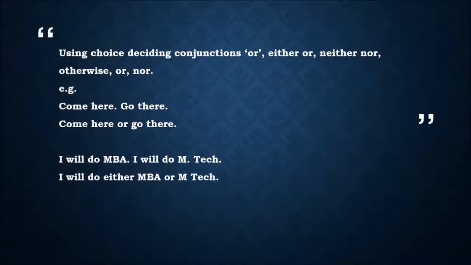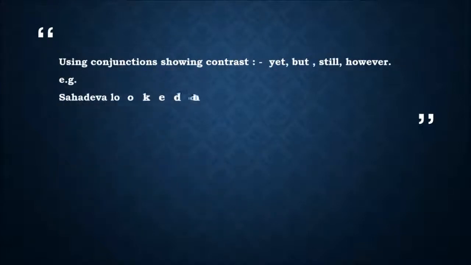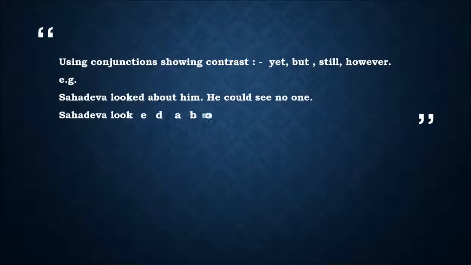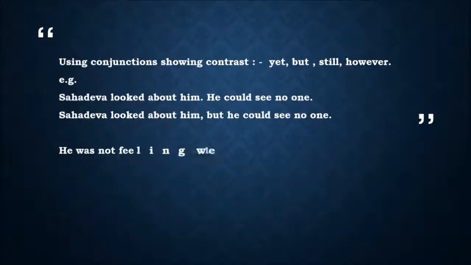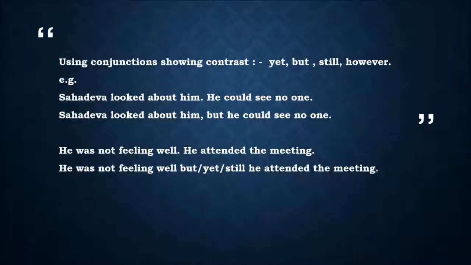3. Using conjunctions showing contrast: yet, but, still, however. E.g. Sahadeva looked about him. He could see no one. Sahadeva looked about him, but he could see no one. He was not feeling well. He attended the meeting. He was not feeling well but, yet, still he attended the meeting.